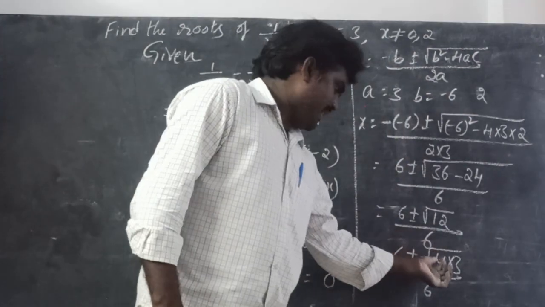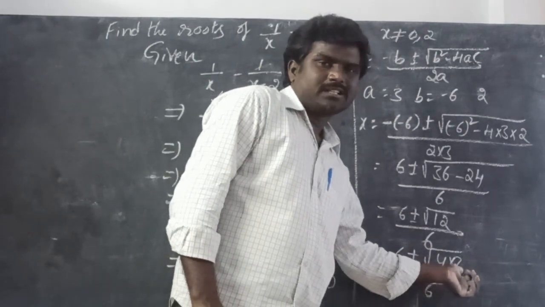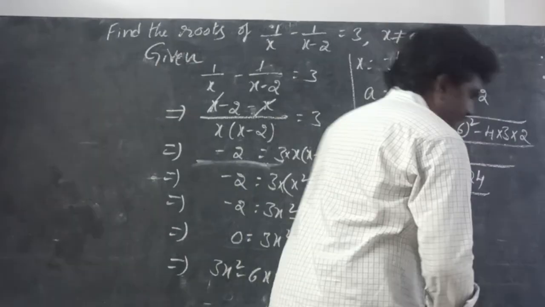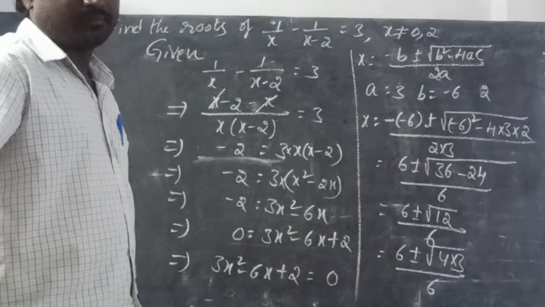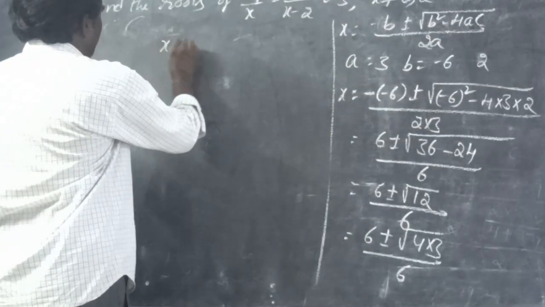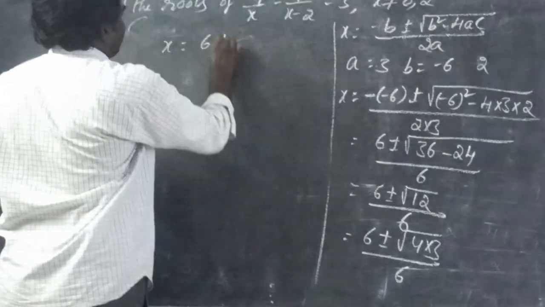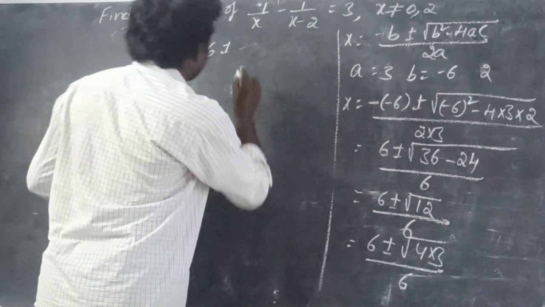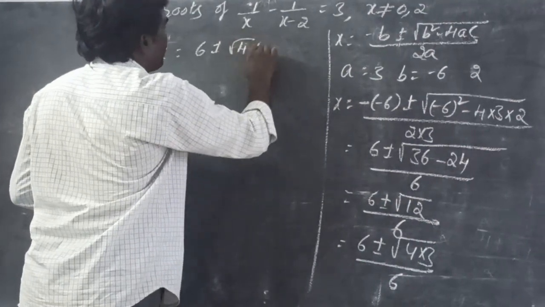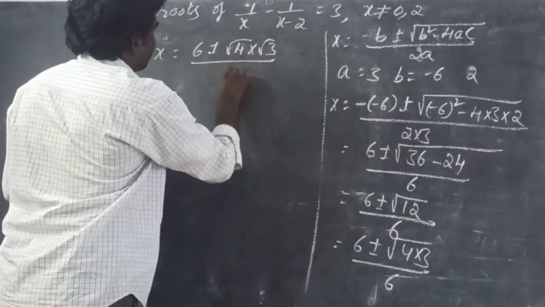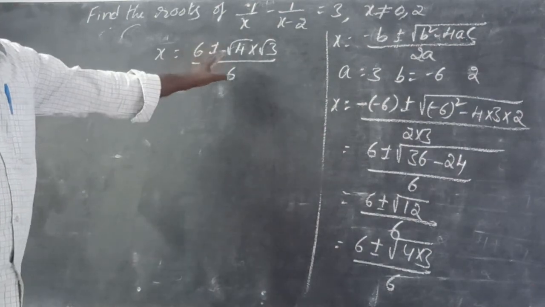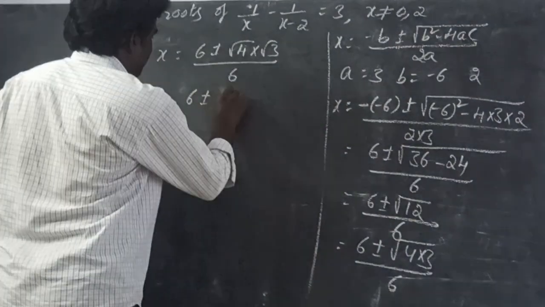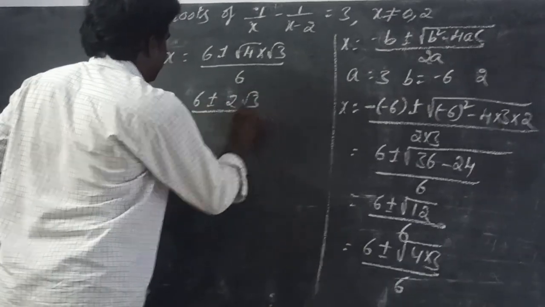So here, square root of a into b is square root of a into square root of b. So that is x is equal to 6 plus or minus root 4 into root 3, by 6. Root 4 value is how much? 2. Okay, so that is x is equal to 6 plus or minus 2 root 3 by 6.